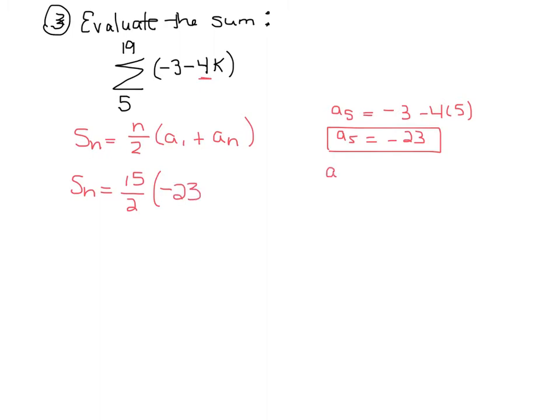And then my a sub 19 is my last term, -3 minus 4 times 19, giving us a sub 19 equals -79. And I'm going to place that in as a sub n. I have everything I need now to find out that my S sub n is equal to -765.